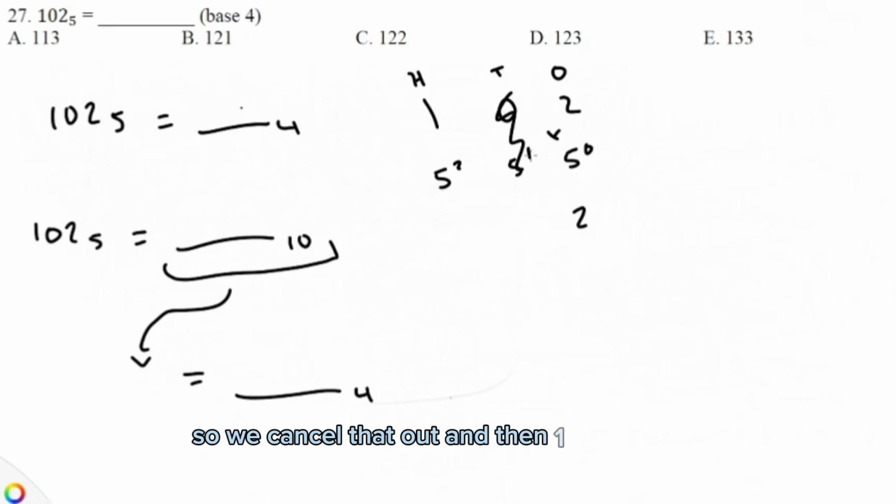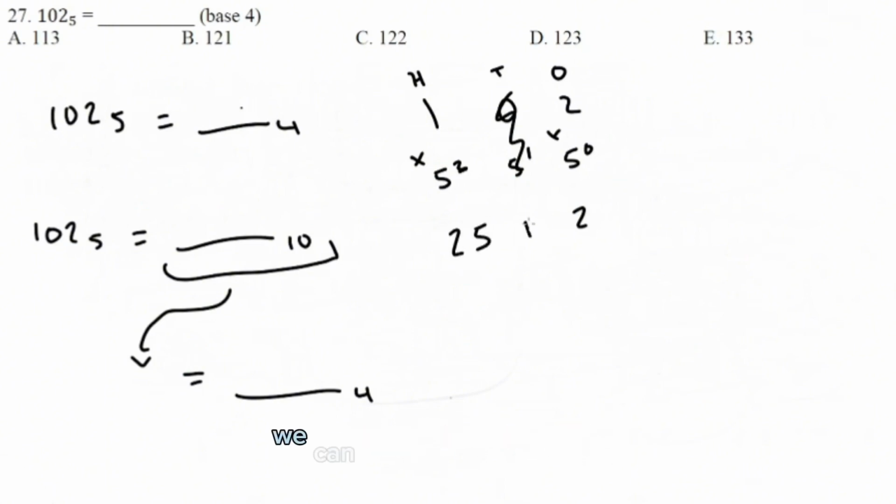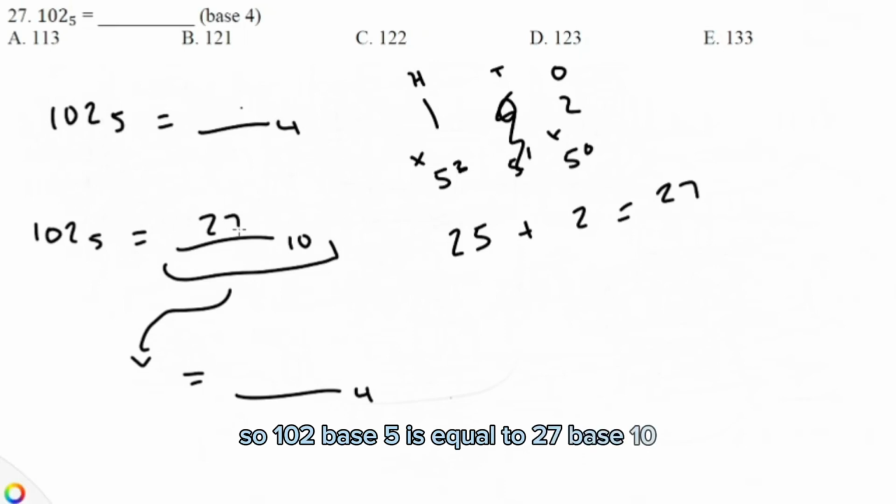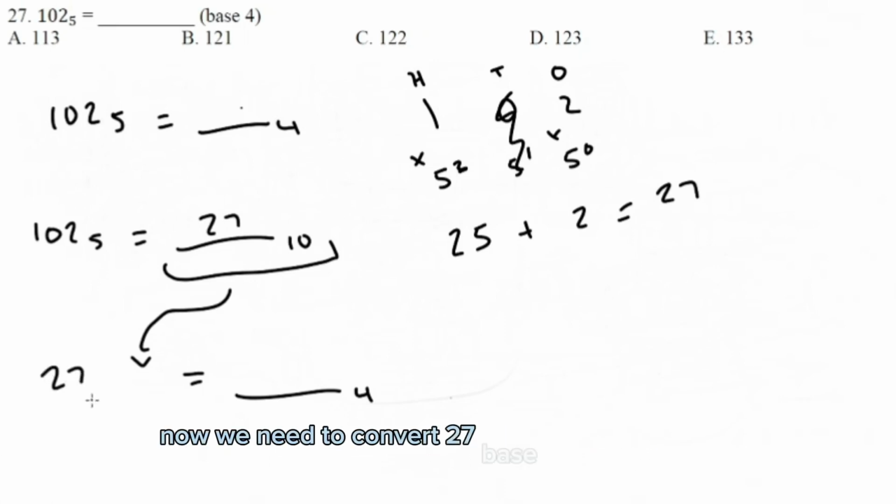And then 1 times 5 squared, or 5 to the power of 2. 5 to the power of 2 is 25, so 1 times 25 is just 25. Now we're left with 25 and 2. We can add these up to get 27. So 102 base 5 is equal to 27 base 10. Now we need to convert 27 base 10 into base 4.